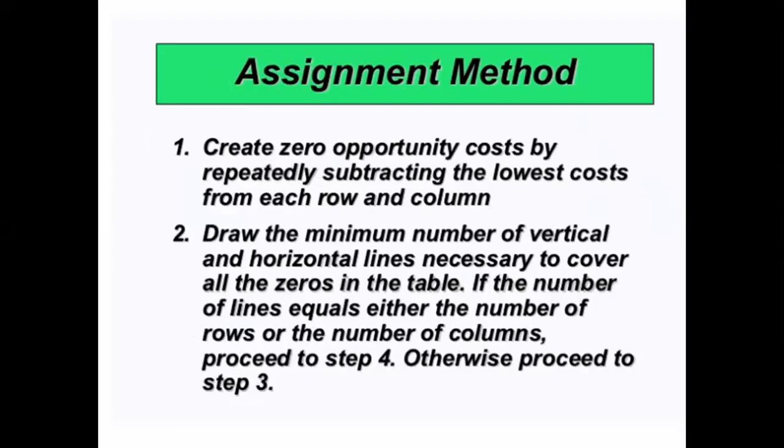To do the assignment method, we have to follow the rules. In the first rule, we have to evaluate the row and column by looking at the lowest cost for each row and column. Second, we will try to draw the line by looking at the number of zeros in the first step. And there is a rule: if the number of lines equals either the number of our rows or number of columns, we can go directly to step 4, which is the assignment step. Otherwise, we go to step 3.